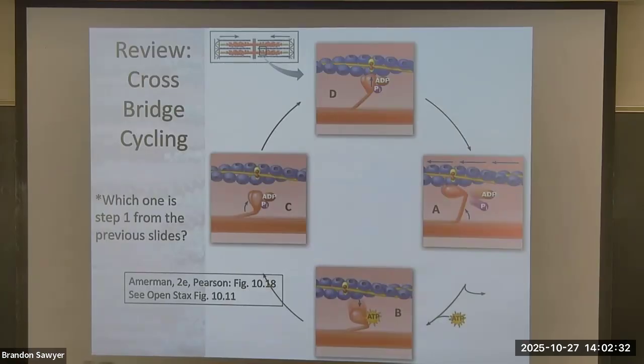All right, so you're sending in your answer to this question here. Which step do you think is step 1 from the previous set of slides?